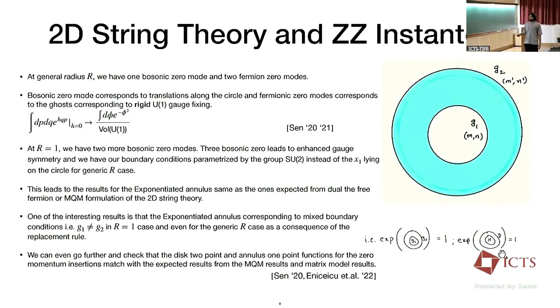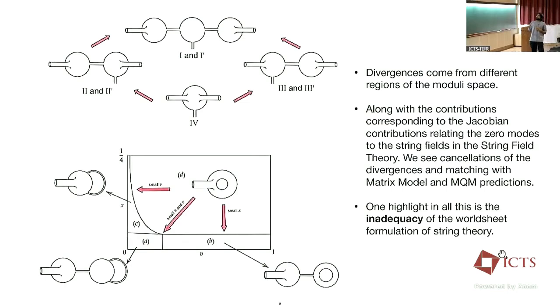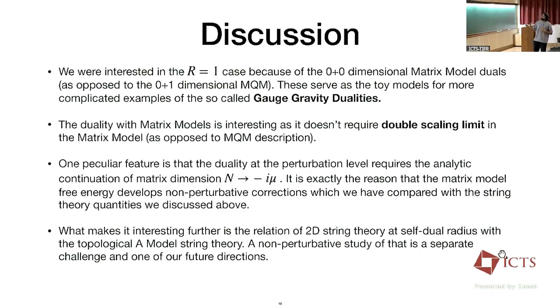One of the interesting results is that when you have unequal boundary conditions for the annulus, the exponentiated annulus is just trivial. This also works for generic R, when I have, say, Dirichlet on one boundary and Neumann on the other. So we can further check these disk 2-point and annulus 1-point functions as well. This is inspired by the R equal 1 case, which was already done in other similar cases of minimal string theory in these references. I can skip this and come to the discussion.